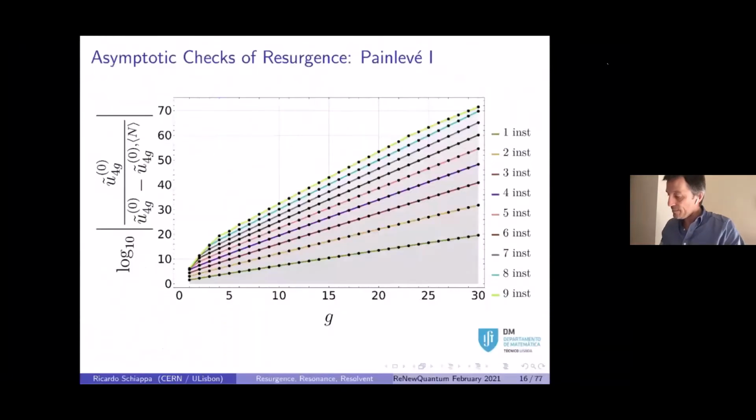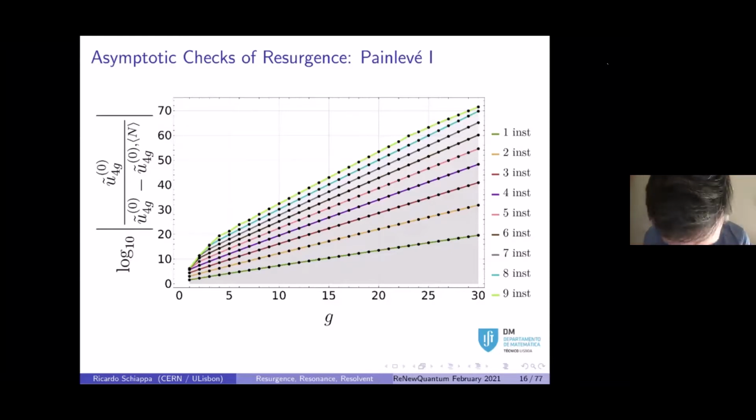And here's a numerical check. If you go to G up toward 30 and you include 1, 2, 3, 4, 5, and so on, 9 instantons, what you're going to get is 70 digits of precision between the rational number that comes from just the recursion and what resurgence tells us. And this sort of makes us believe that the solution we have is very clean.